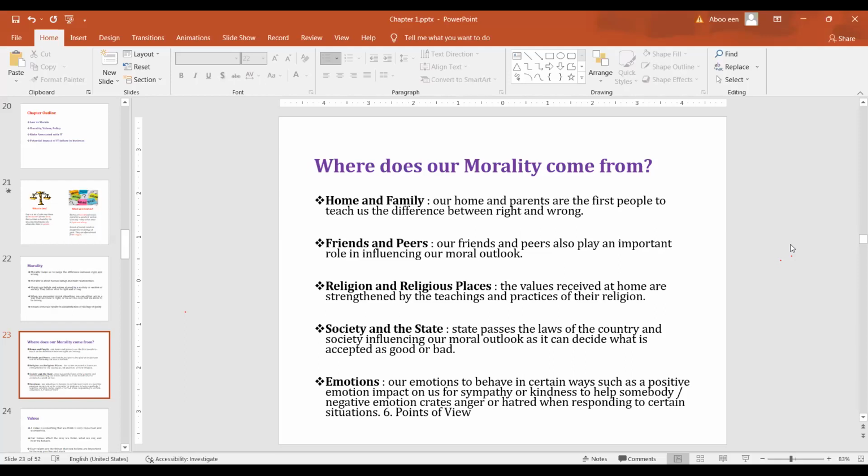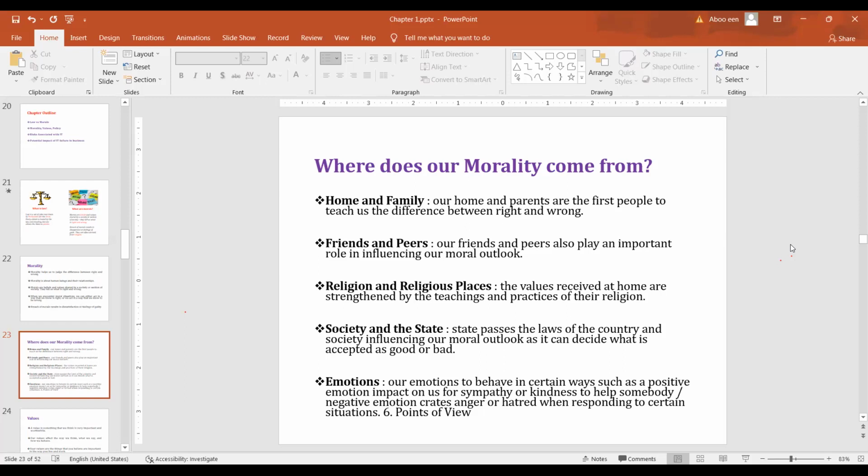Religion and religious places. People belong to religions, and they regularly visit or practice, following some religious places in their society. So religion and religious places also guide us toward good and away from bad things. In religion itself, there are several beliefs, several pieces of advice, and several guidelines to regulate citizens or people.